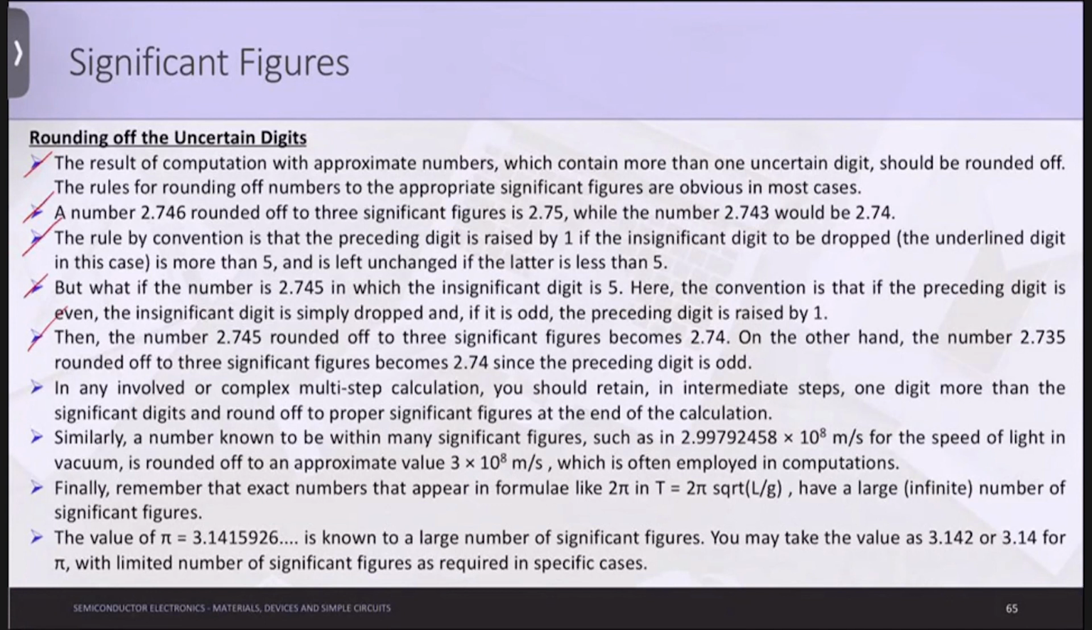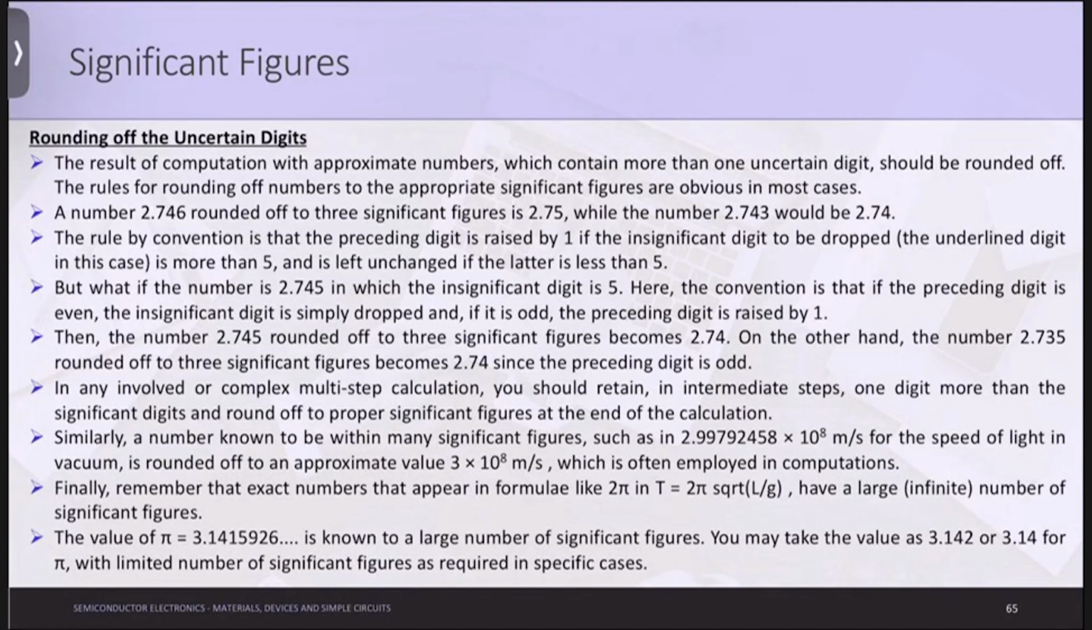In any involved or complex multi-step calculation, you should retain in intermediate steps one digit more than the significant digits and round off to proper significant figures at the end of the calculation. As the name suggests, you should always keep only one digit more than the significant digits and then round off to the proper significant figures. So if the answer runs to, let's say, 7 or 11 decimal places, then generally it should be in 2 to 3 significant figures only. Now it depends upon the question. That line is just based upon the questions. When you do the questions, you will understand this much more clearly.